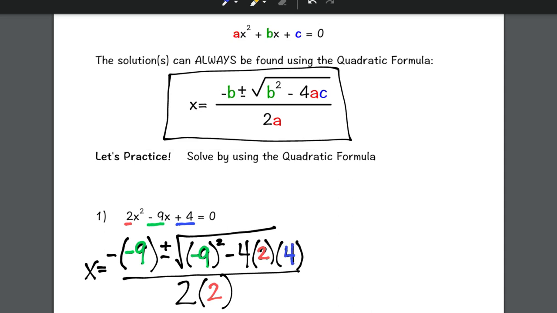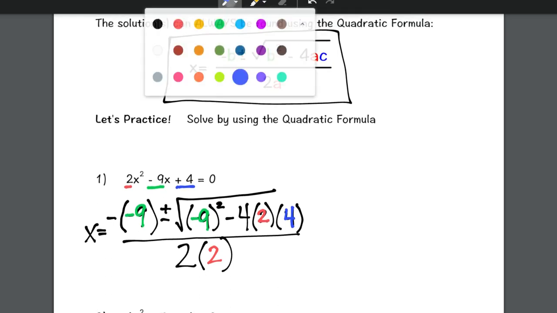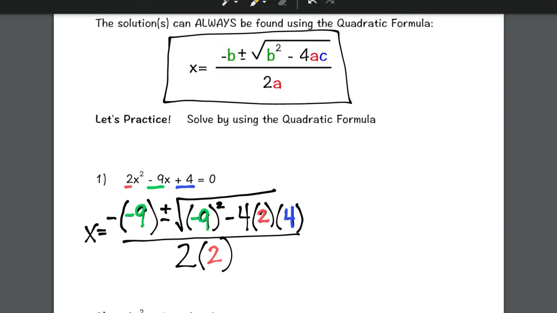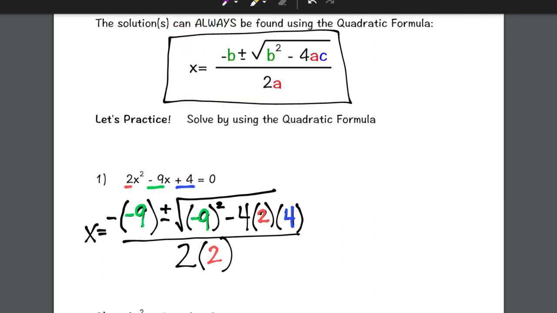In this case, it was 4, okay? So we have everything in place, and at this point, it just becomes doing the math itself, all right? So let's do a different color here. Let's go pink, so it stands out and pops.